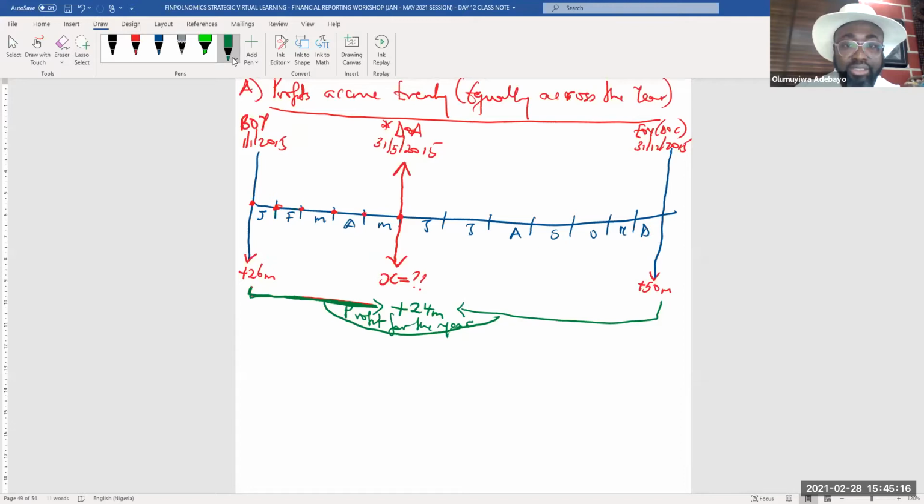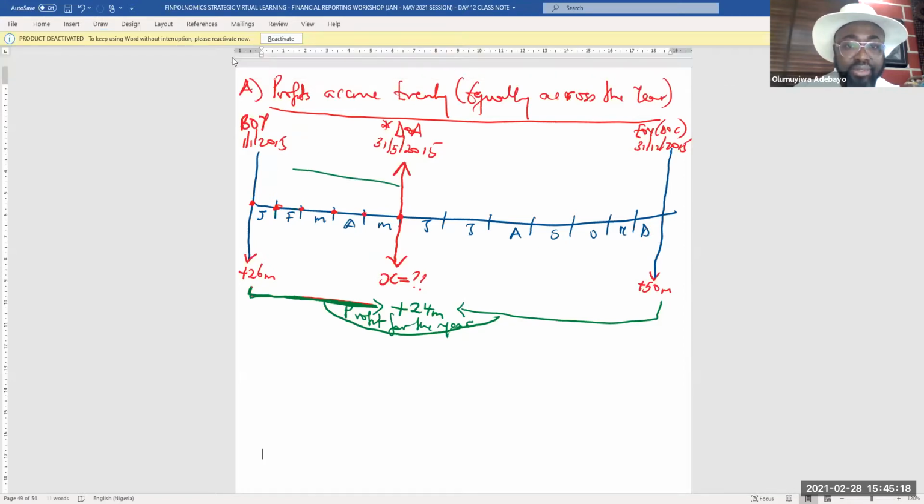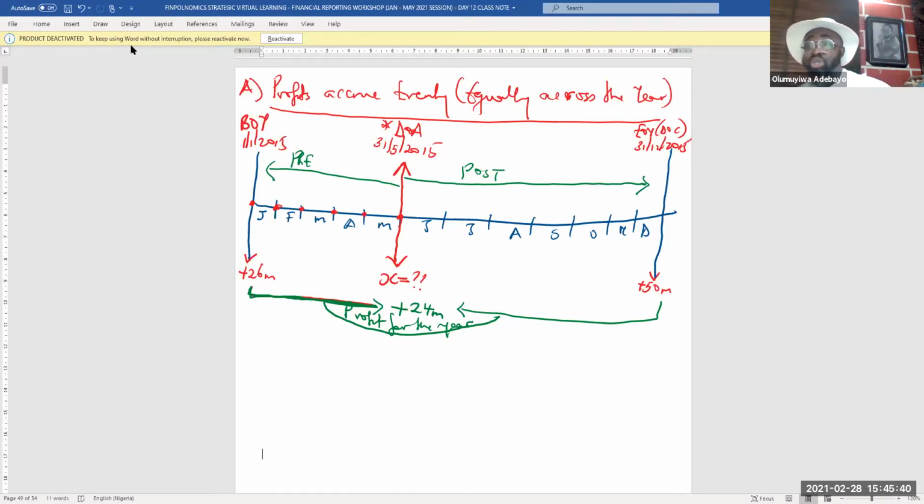It then means that my period here, if I trace it backward, is my pre-acquisition period. And my period here, if I trace it forward, is my what? Post-acquisition period. Which means in this 12 months of the year, I have a section of it that occurred before I acquired.